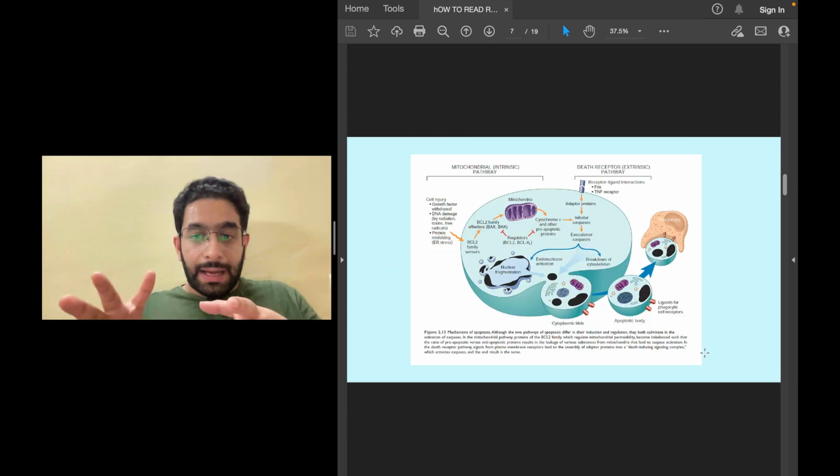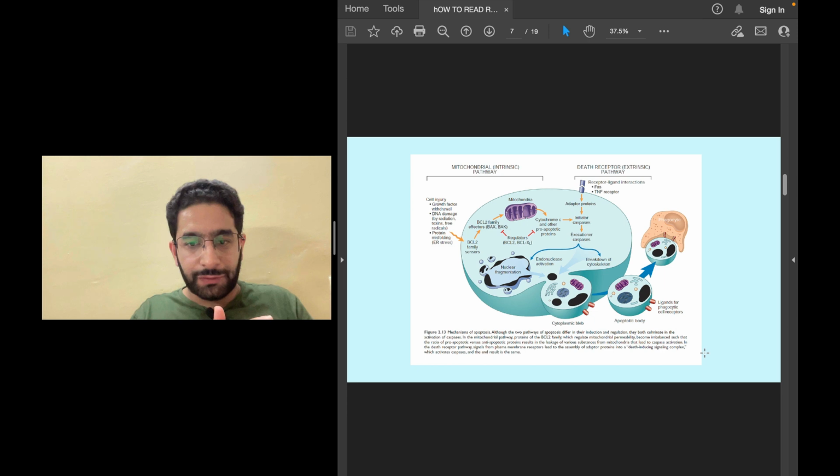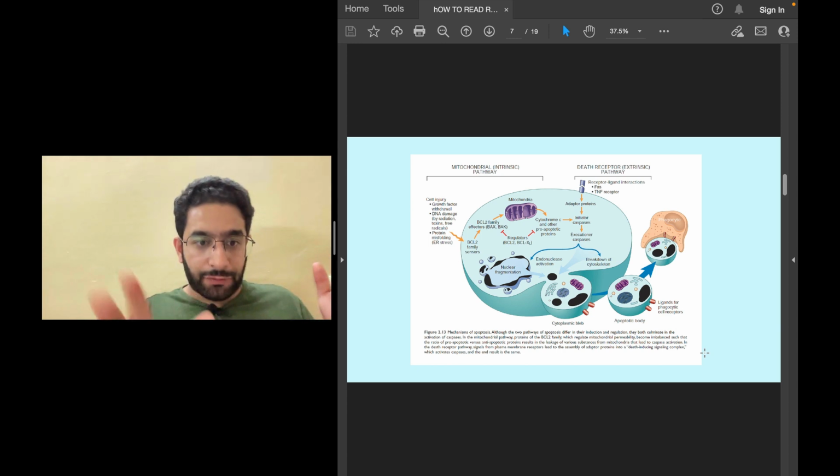Then, embedded in these first seven chapters, you'll see so many of these pathways. For example, these are the different mechanisms of apoptosis. You've got the intrinsic pathway and the extrinsic pathway. I know this can be read from simpler sources. I know this can be read from any Indian textbook, or for that matter, coaching notes.